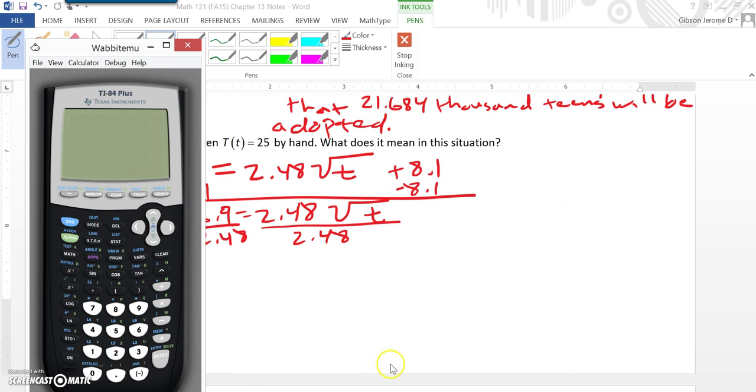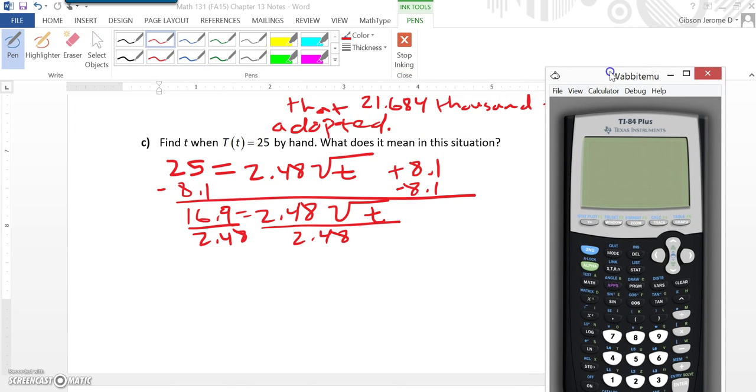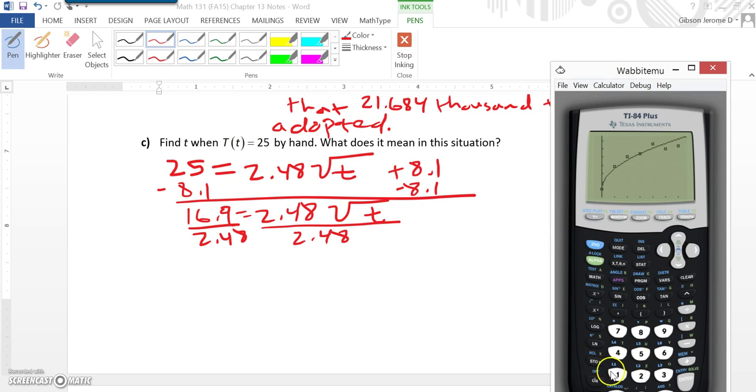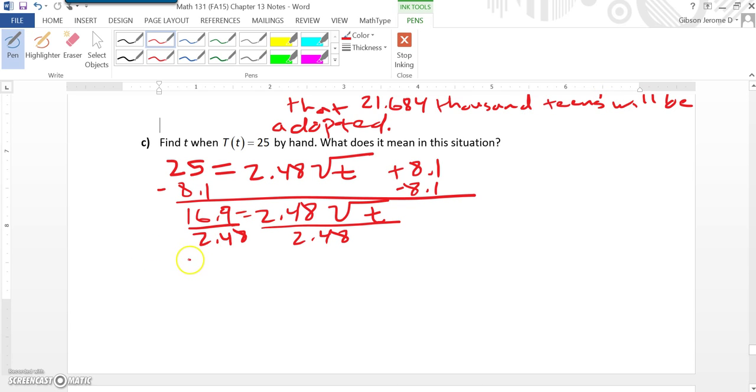well, let's just make sure. We would take 16.9 divided by 2.48. Now we would have to round this. This would give us approximately 6.815. That's equal to the square root of T.